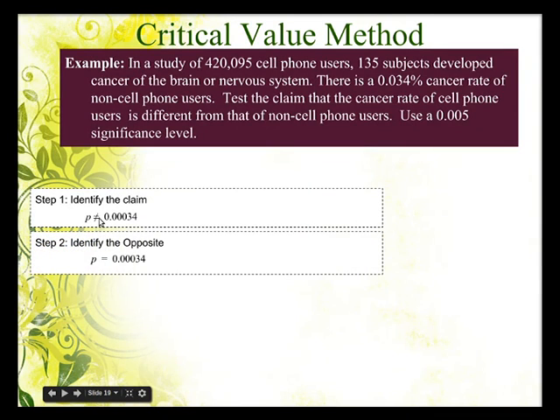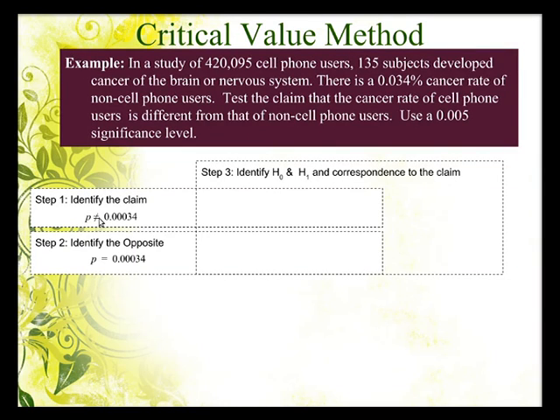So now let's identify the null and alternative hypothesis and decide which one corresponds to the claim and which corresponds to the opposite. Well, in this case, the opposite has the equal sign. So our null hypothesis will correspond to the opposite, and the alternative hypothesis will correspond to the original claim. Now, since the alternative hypothesis is not equals, that tells me it's a two-tail test.